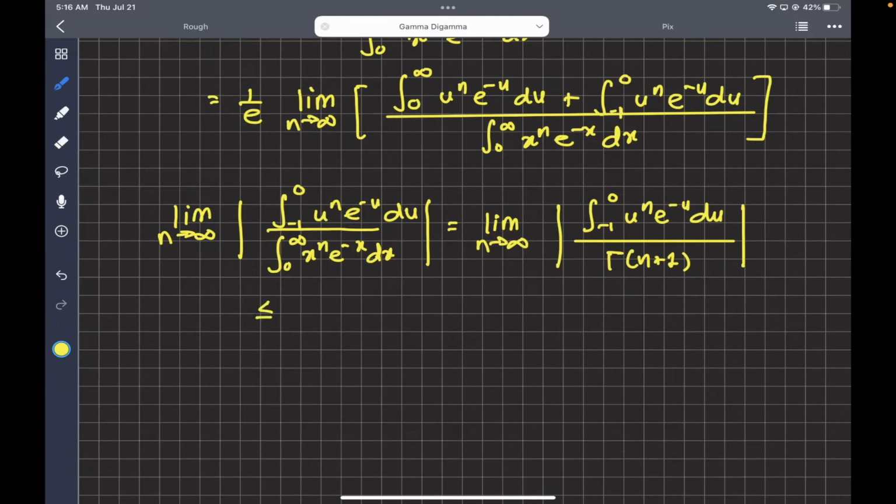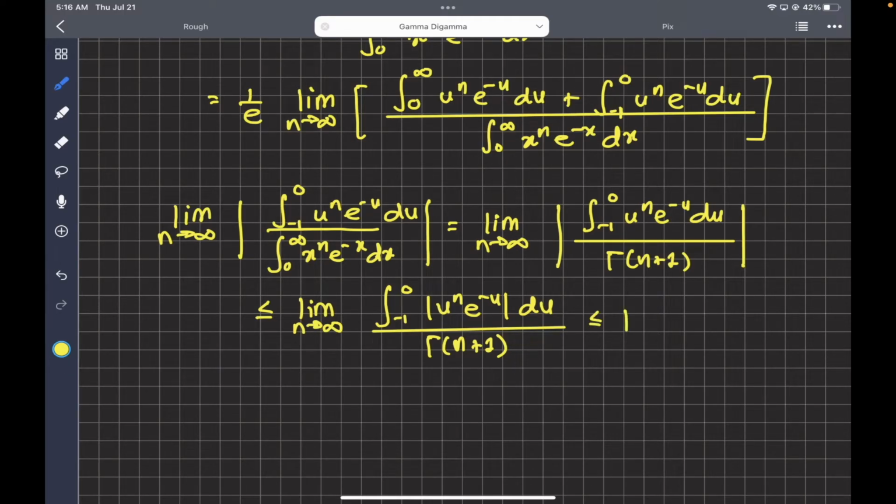We can use the triangle inequality for integrals to shift the absolute value inside. The integral of u to the n e to the minus u du. The bounds are finite, so we don't need any dominated convergence or anything like that, at least for now.